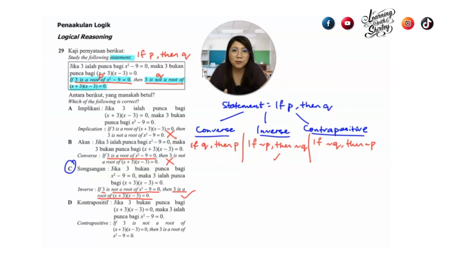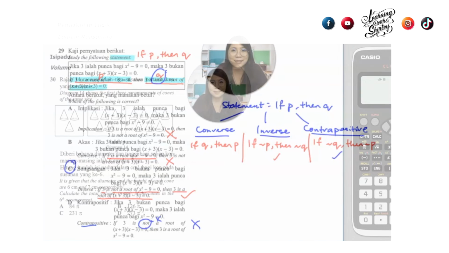Let's double check for D. Contrapositive is if not Q, then not P. So not Q, so here is not, then here must be yes. But here is written not, so it's incorrect. This is confirmed that the answer is not D. So confirm that the answer is C.